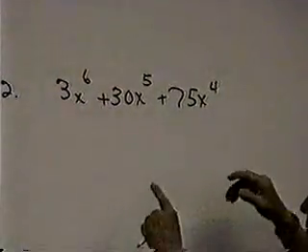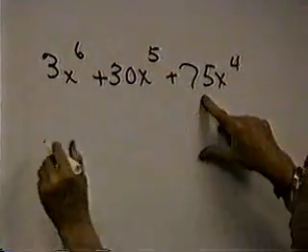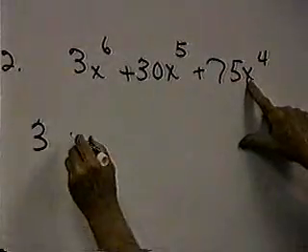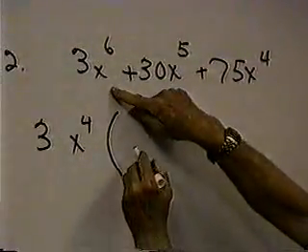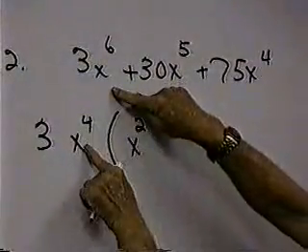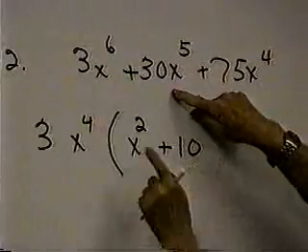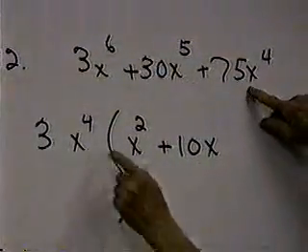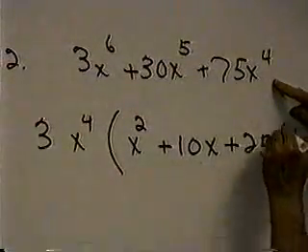Okay, first thing is common factor. It has 3. See, 3 will go in everything. And x to the lowest power. So 3 will divide in 3 one time, and x will divide in that x squared. 3 will go into 30 10 times, and x to the 4th into that will be x. And 3 will go into 75 25 times, and x to the 4th and x to the 4th is 1.